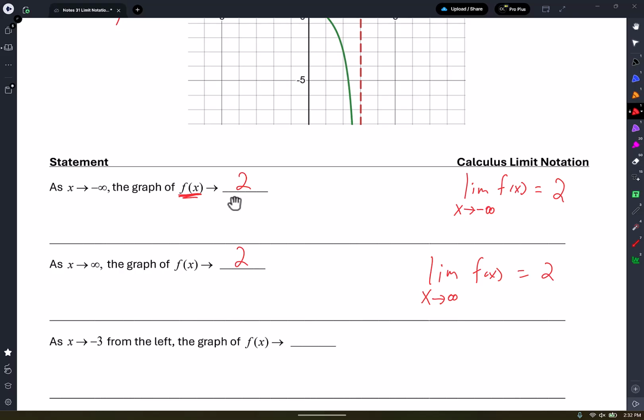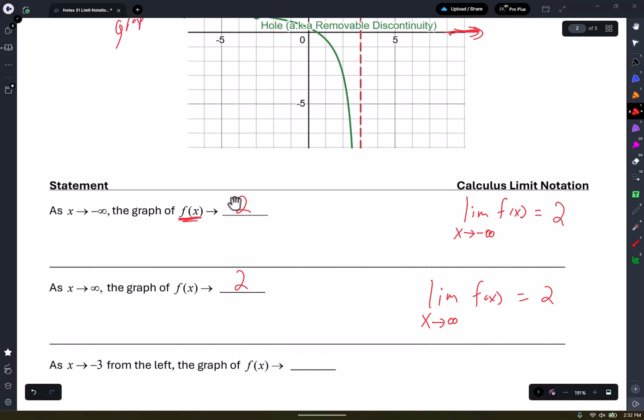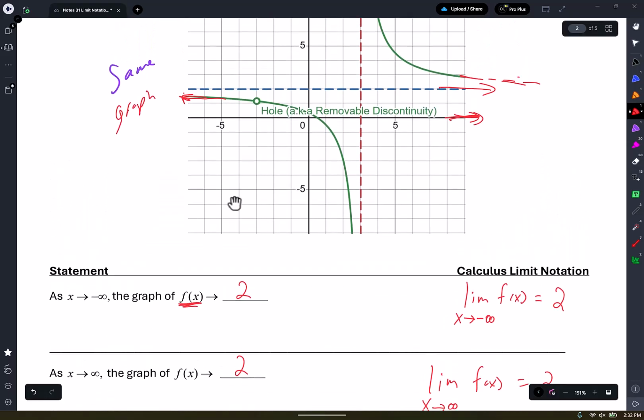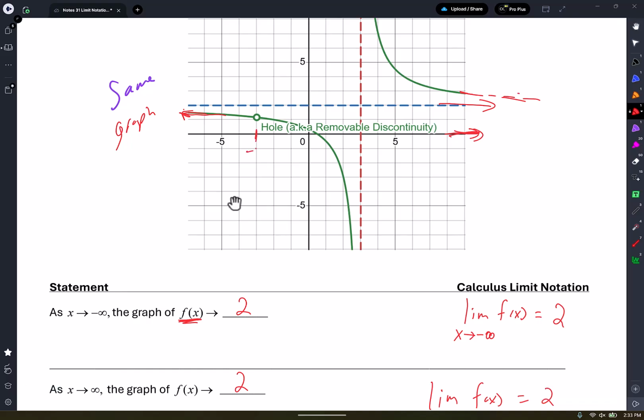All you care about is what you're approaching. You don't care about if you're defined there. Look at this next one. It says negative 3. Here's negative 3, guys. I don't care that it's discontinuous. We don't care that it's discontinuous. We just care what we're approaching.